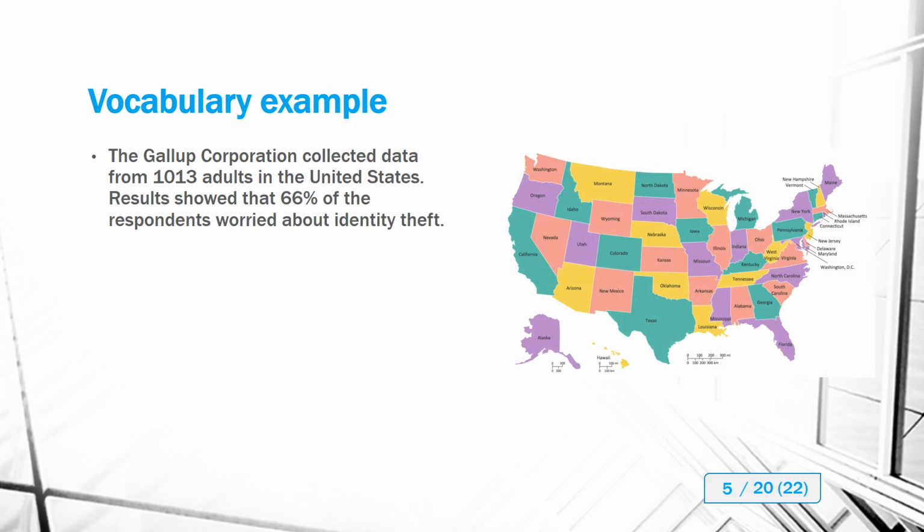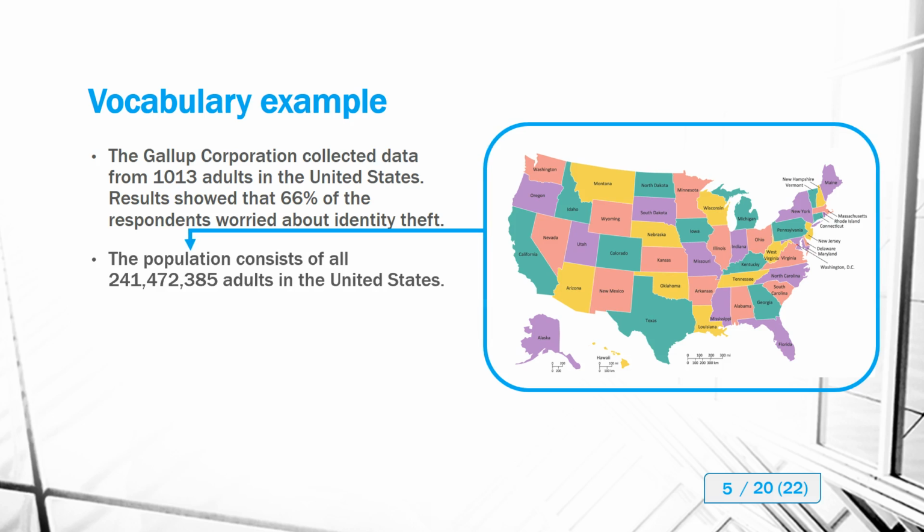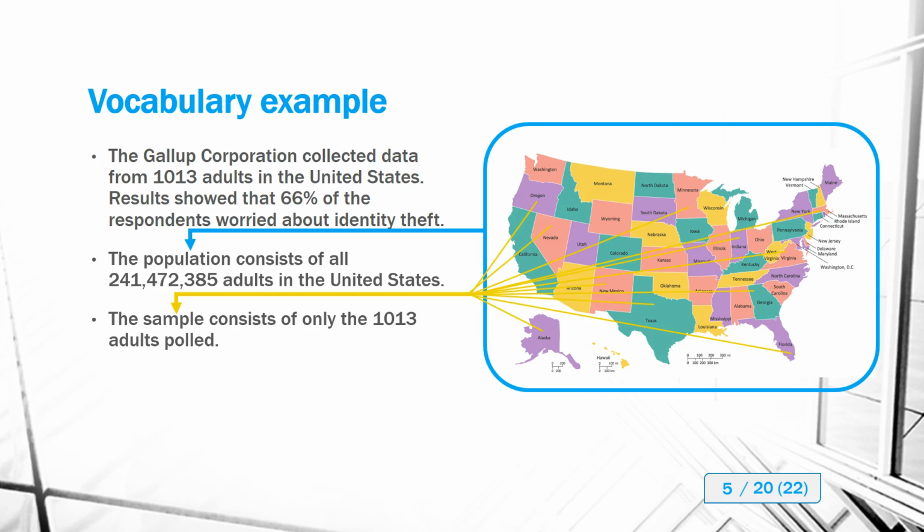Here's a good example. Let's say the Gallup Corporation collects data from a survey about identity theft. They basically asked 1,013 adults, are you worried about identity theft? And 66% of the adults responded, yes, we are worried about it. Well, in this case, the entire country is the population, all 241 million people living in the United States. That's the population. That's everything. But we're not going to ask all 241 million. We only asked 1,013. So this 1,013 is the sample for our statistical study.